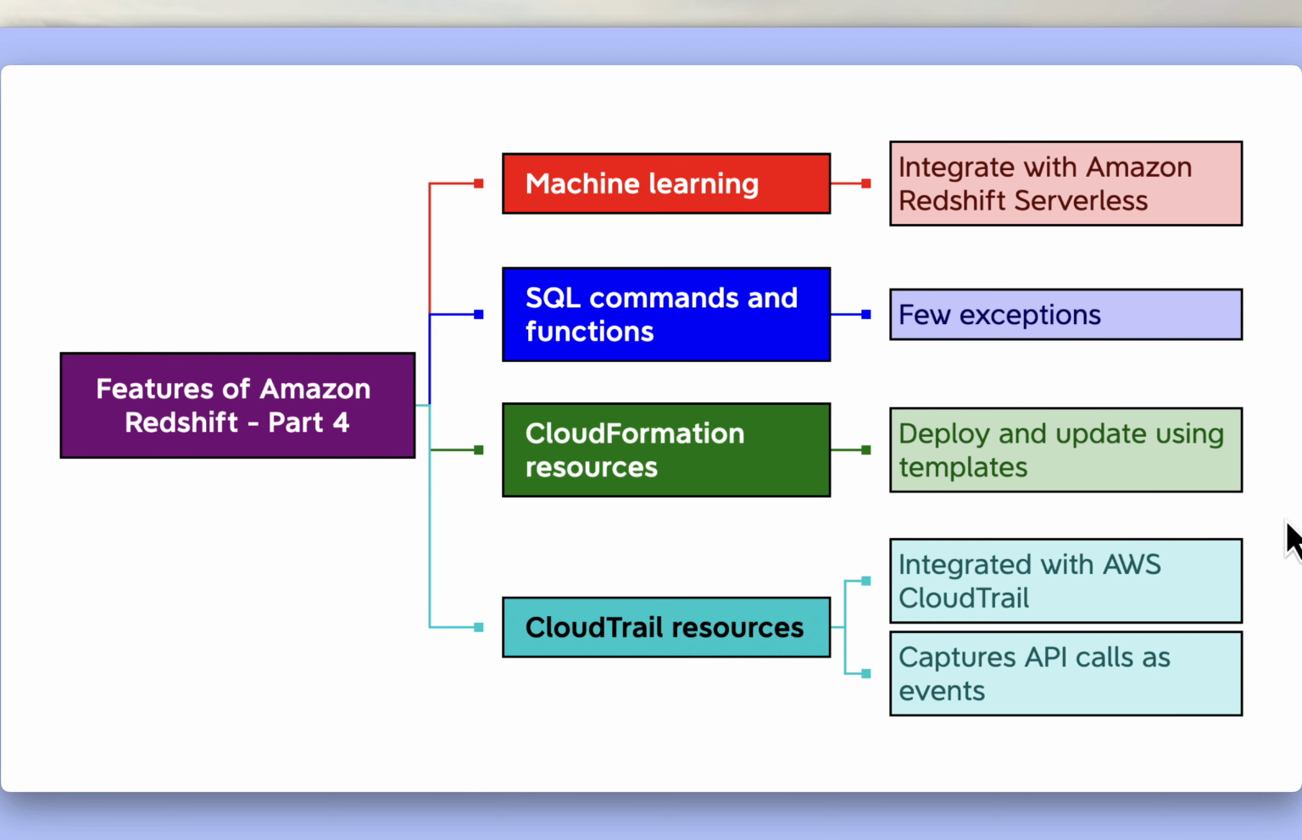Features of Amazon Redshift, Part 4. 1. Machine learning, integrate Amazon Redshift machine learning with Amazon Redshift serverless. 2. SQL commands and functions, use Amazon Redshift SQL commands and functions, with few exceptions. 3. CloudFormation resources, deploy and update Amazon Redshift serverless resources using CloudFormation templates. 4. CloudTrail resources, integrated with AWS CloudTrail to record actions. Captures all API calls as events.